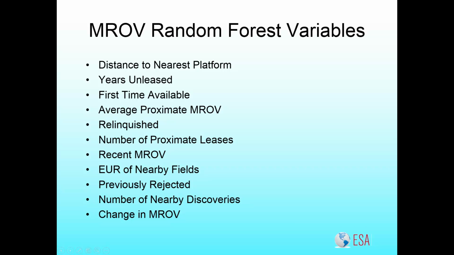So the variables that we supply our random forest would be the distance to the nearest platform, how many years has it been unleased, is it a first time available, what's the average MRVs in the nearby two blocks radius, has it been relinquished, how many current leases are in the area, what's the most recent MRV, what's the EUR nearby field, was it previously rejected, how many discoveries are there, and the change in the MRV. So frequently, if the government makes an MRV and it's rejected, they tend to lower the MRV a little bit year over year. And so how fast is the government changing it, basically usually reducing that MRV.